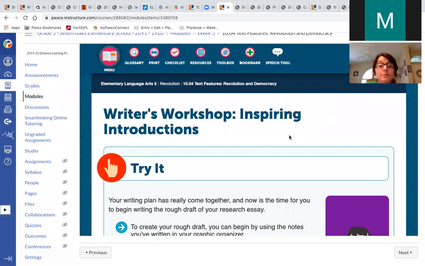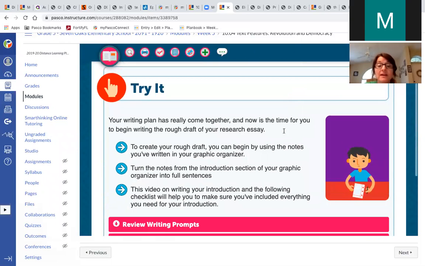Then we come to the Writer's Workshop, Inspiring Introductions. All right, so in this Try It, they're talking to you about how your plan is starting to come together. Again, as I mentioned, in 10.3 you have already submitted your graphic organizer for this essay that you're getting ready to write. So what you want to do is hang on to that graphic organizer, because you're going to need that to help you.